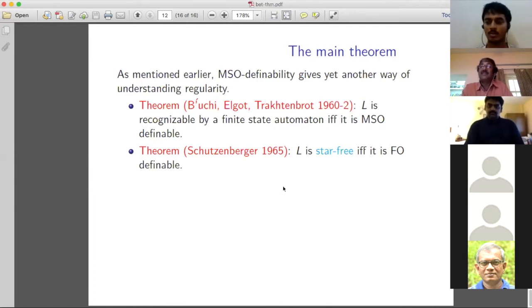Again, Siddharth, have you seen star-free languages? Yes, sir. Okay. So have you seen this theorem before? Yes, sir. Like it came up, but we haven't given the proof.